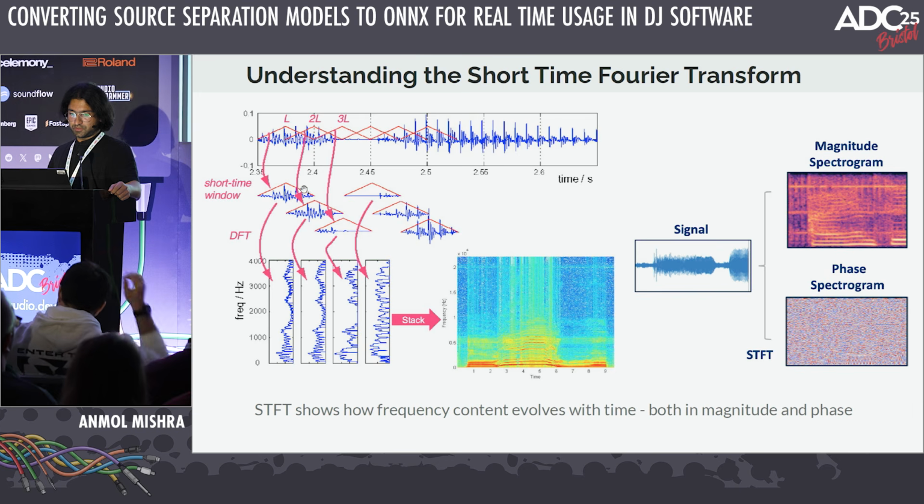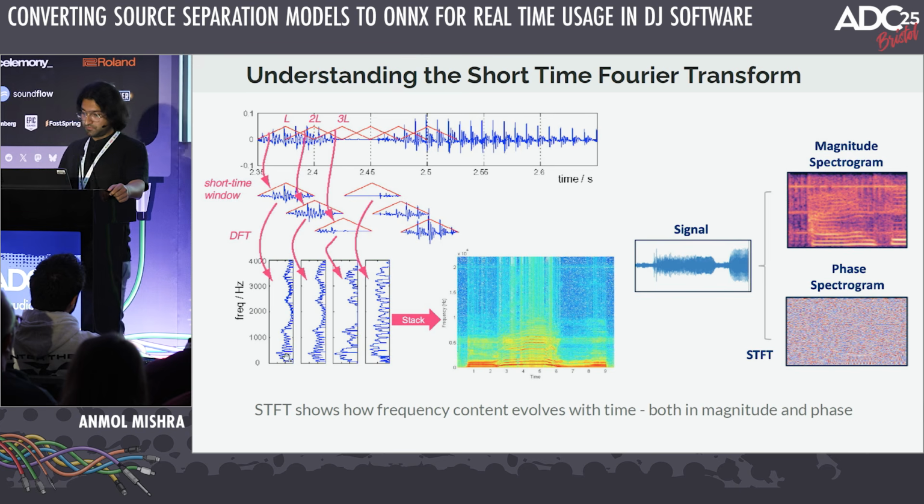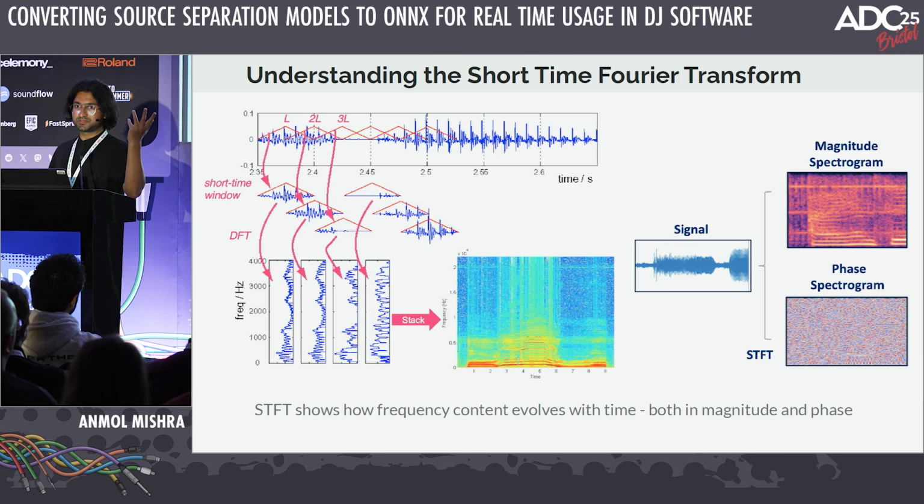So for these windows, you then do a normal Fourier transform to get these Fourier transform curves, and then you stack them all along the time dimension to get a matrix. Is it a 2D matrix or a 3D matrix? It's a 3D matrix. Where does the third dimension come from? It's the complex number, yeah. The third dimension has the complex number, and there are 2 numbers in there.